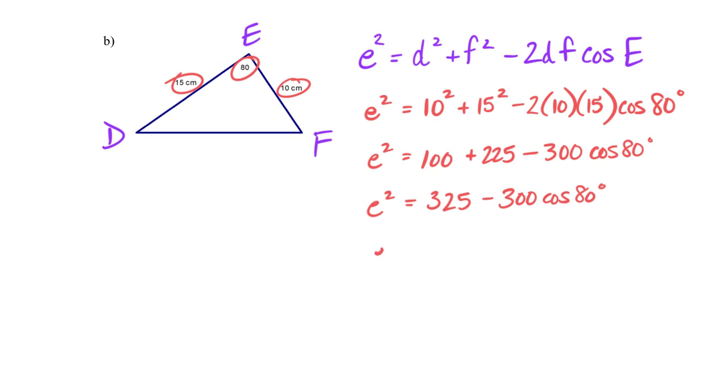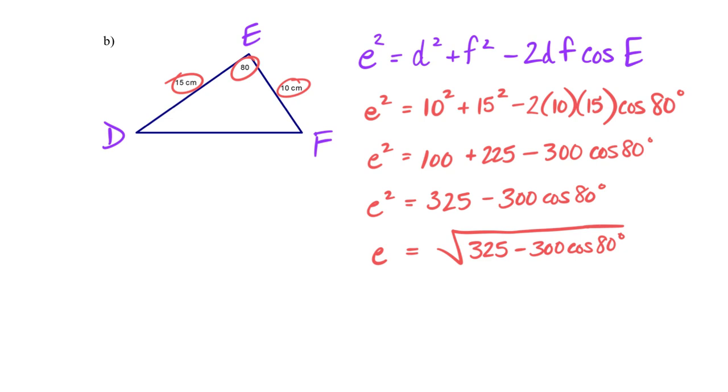Okay, now for me to solve for E, I need to get rid of my squared, which means I'm going to take the square root. I need to take the square root of 325 minus 300 cos 80. Okay, do not calculate cos 80 and round it off.